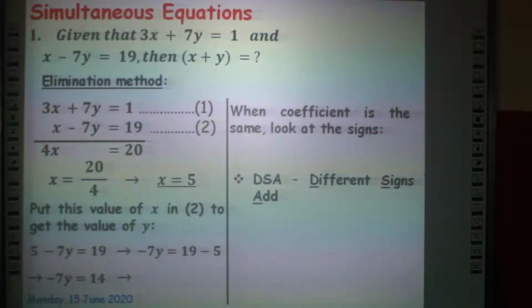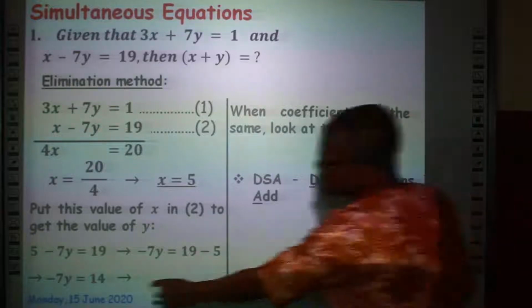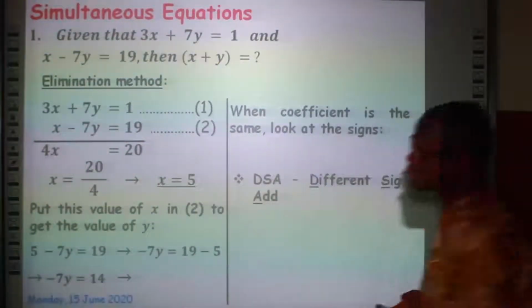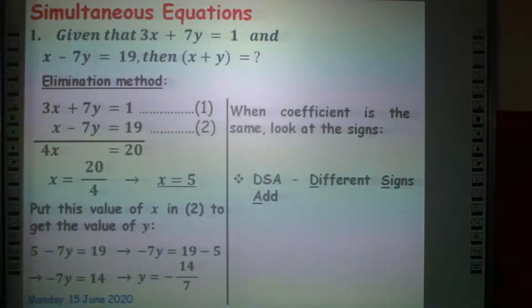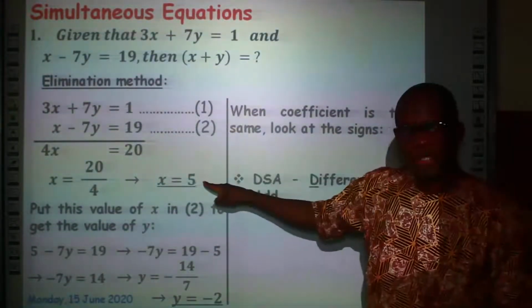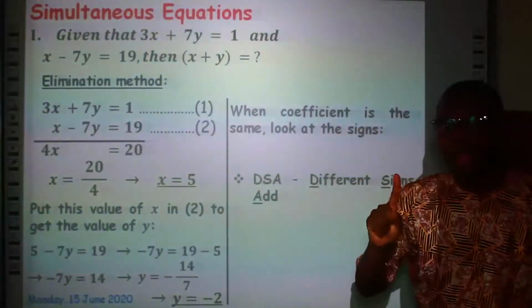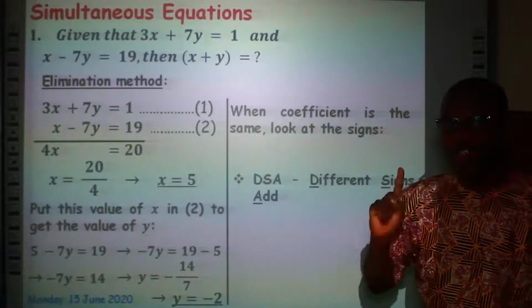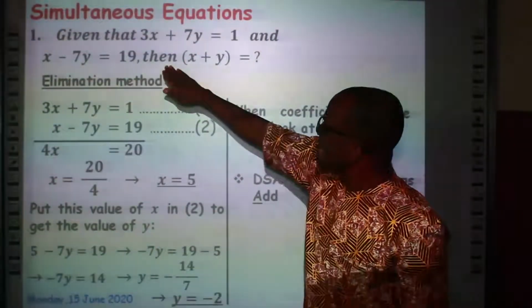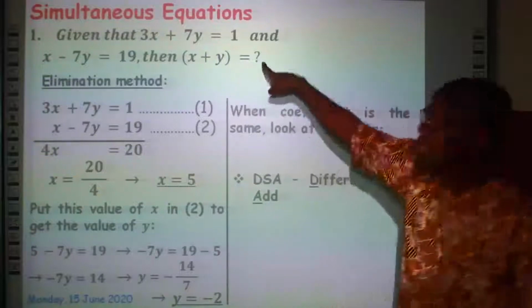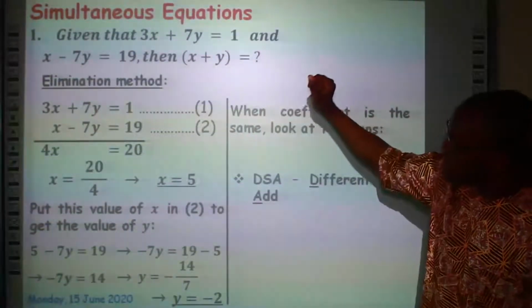And if minus 7y is equal to 14, to get y, you divide both sides by minus 7. So you have y is equal to 14 over minus 7, and we get the value of y to be negative 2. So there you go, we have the value of x, which is 5, and the value of y, which is minus 2. But like I said, do not stop there, because the question says, then x plus y is what? So we still need to go one step further.